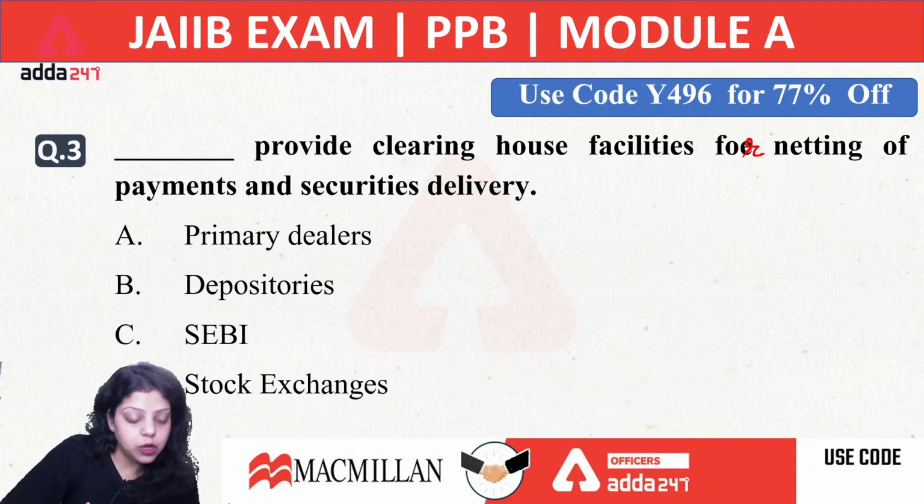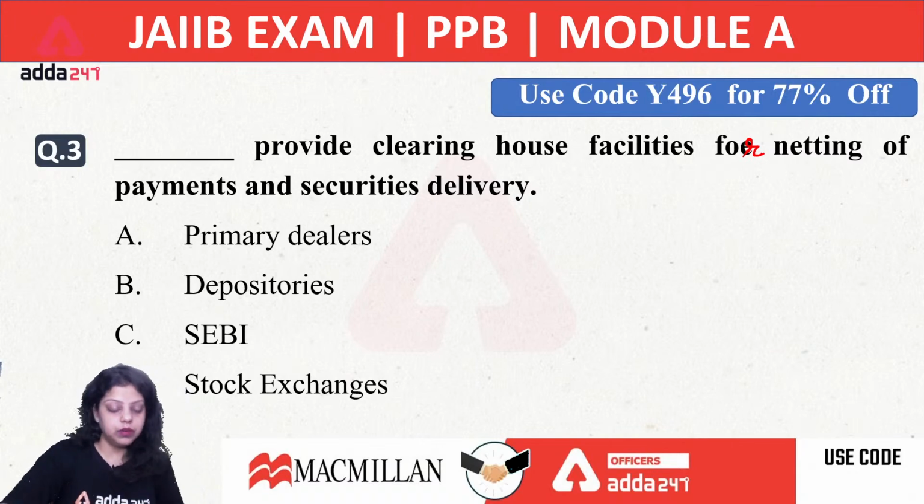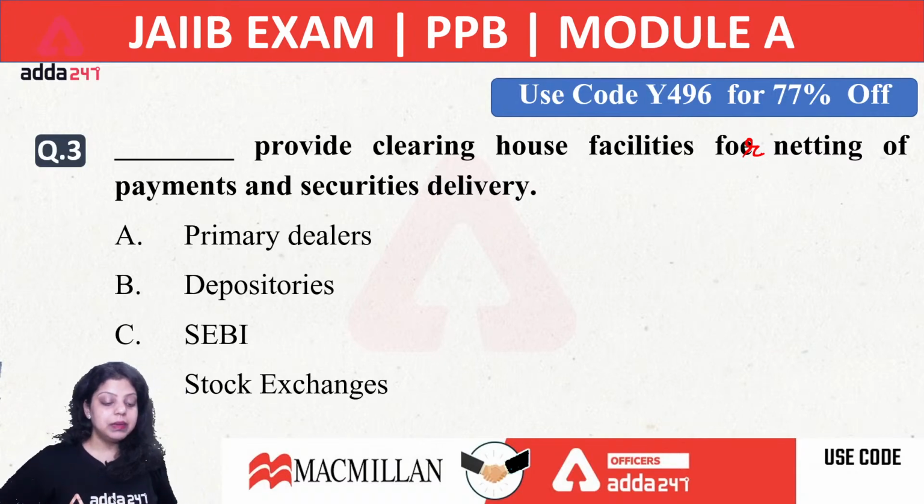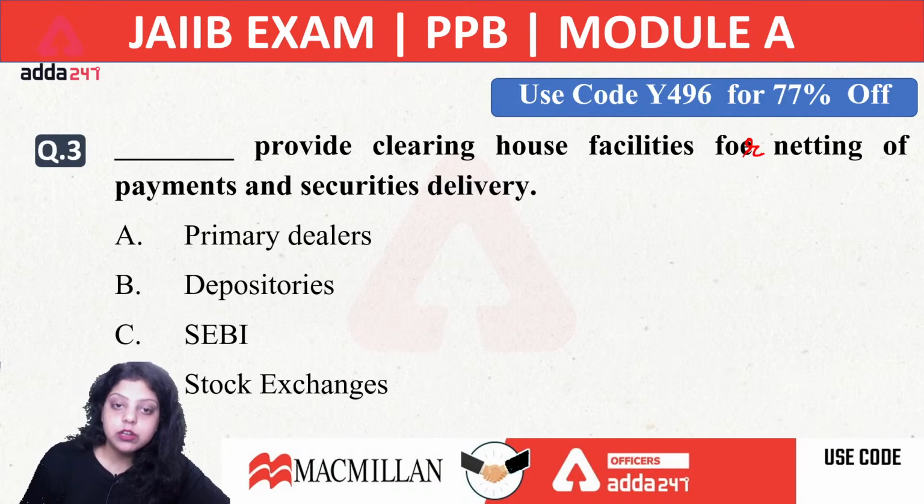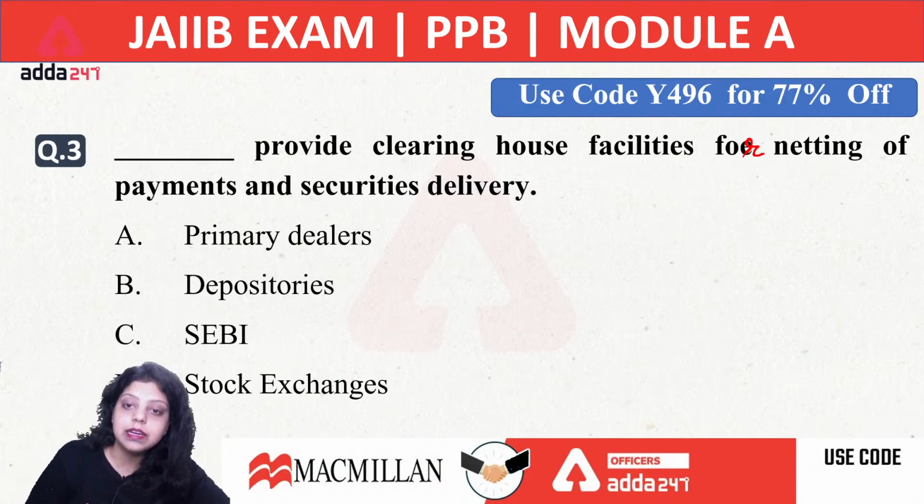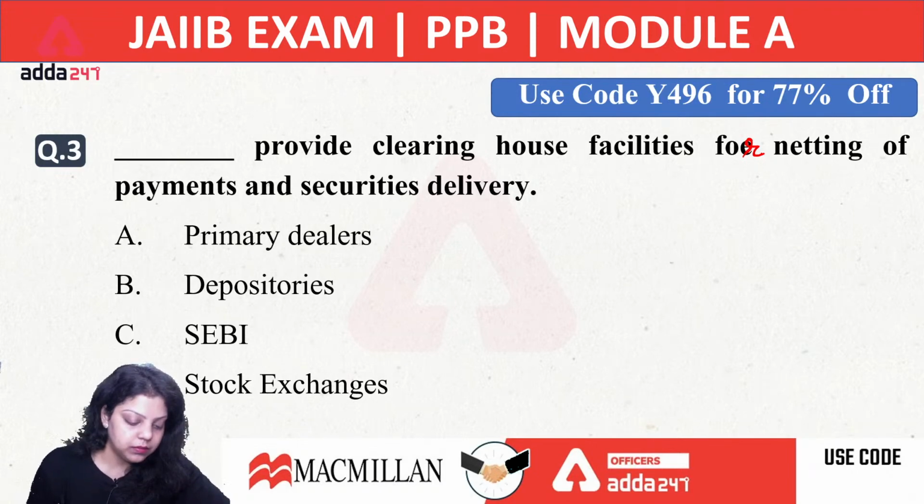Everyone is going with C option, that is CAIIB. Confirm CAIIB. CAIIB is the regulatory body of the capital market. We are talking about it provides clearinghouse facility for netting of payment and security delivery.